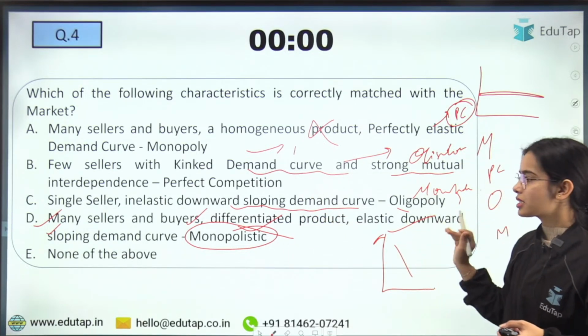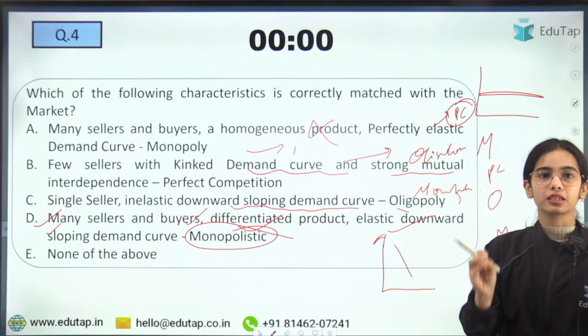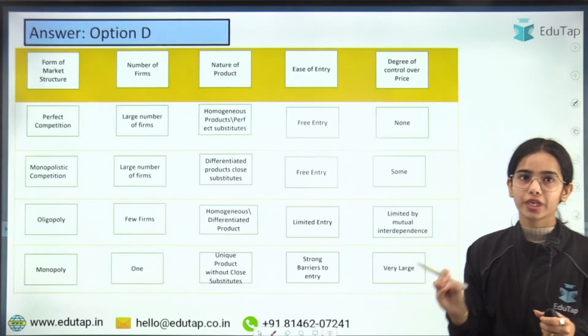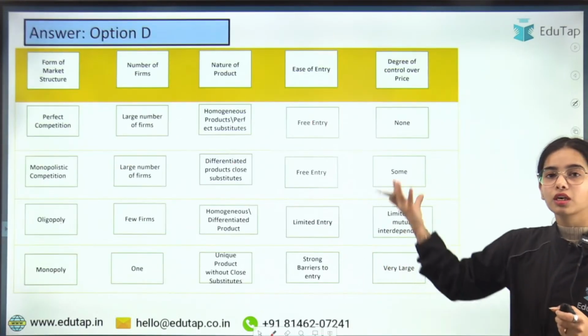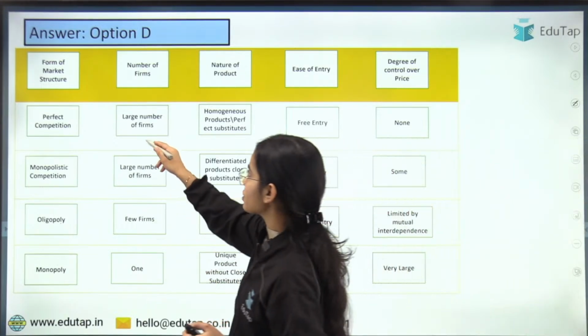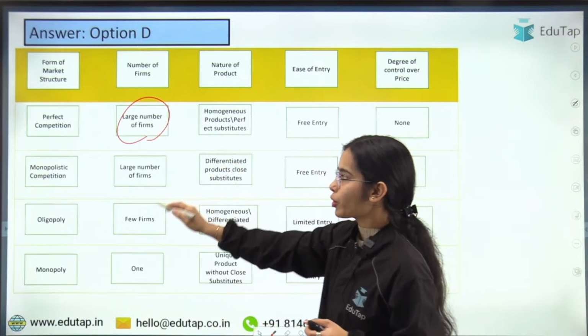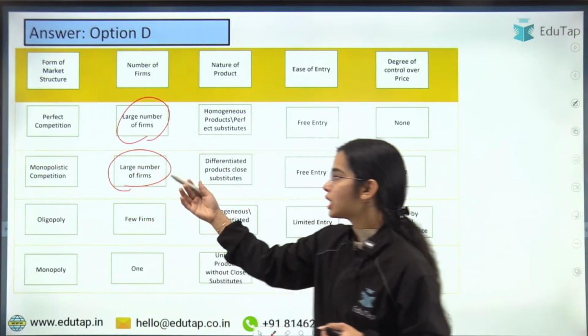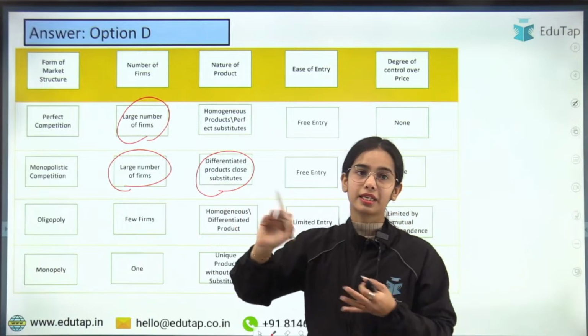Differentiated product, elastic downward sloping demand curve is present in the monopolistic market. So here the D is the answer and there are different characteristics of the different markets. In perfect competition, large number of firms, homogeneous product is there. Monopolistic competition, large number of firms, large sellers, differentiated products that are close substitutes.